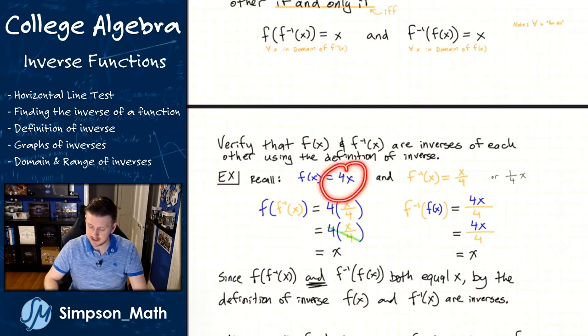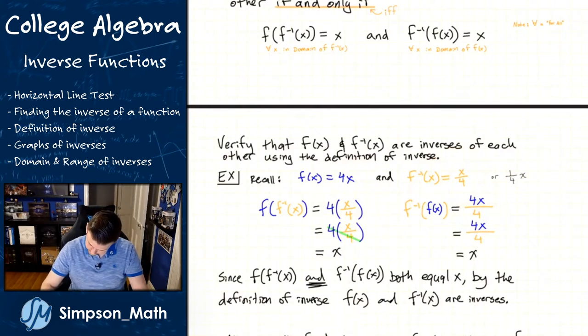And I can do it the other way. Take the 4x and put it inside of that x. So I have 4x over 4. Oops, I didn't draw the thing. Let me do that. There we go. I forgot to make the 4s reduce. 4 is reduced to 1, and we have the x.